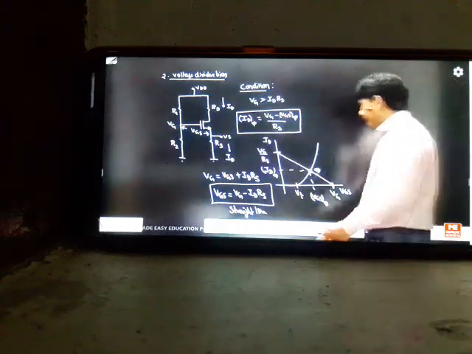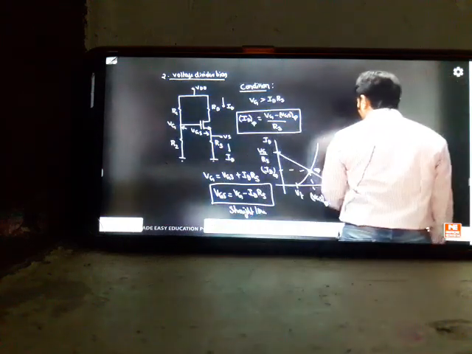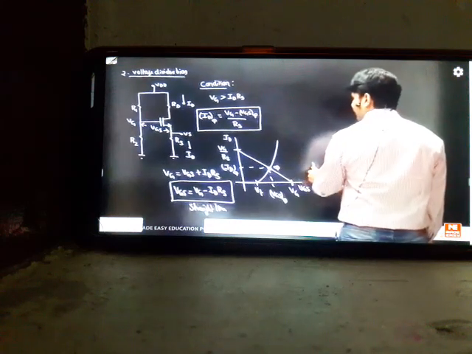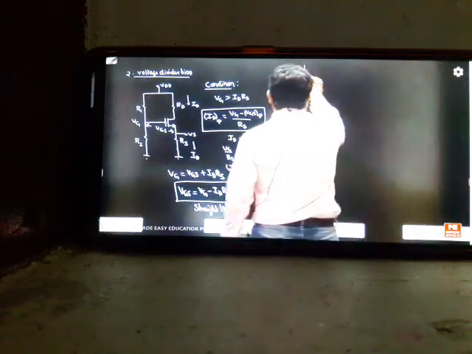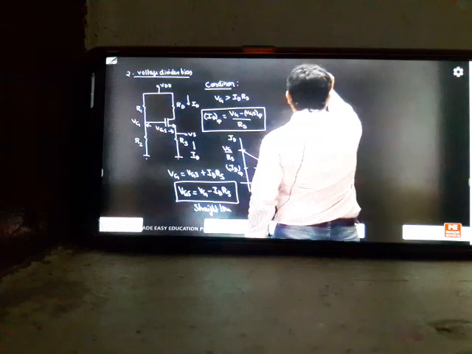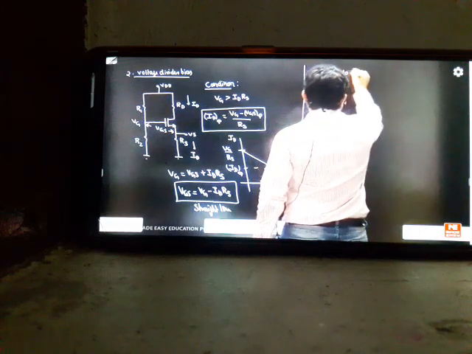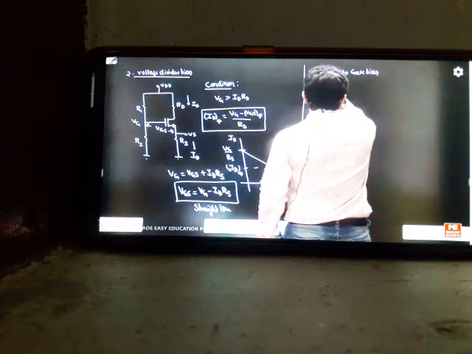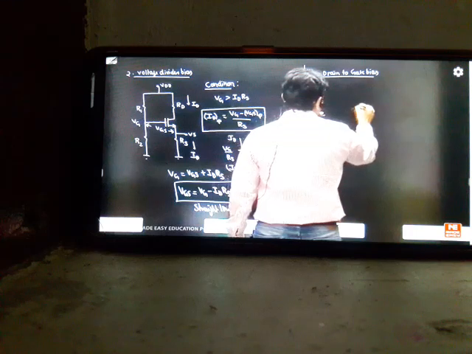Okay? The same thing we can do side by side; one more design I can do. I do 2 designs side by side. This is the second topic. And we can have the same design with slight modification. That is called drain to gate bias. This is a very simple design compared to the voltage divider biasing technique.